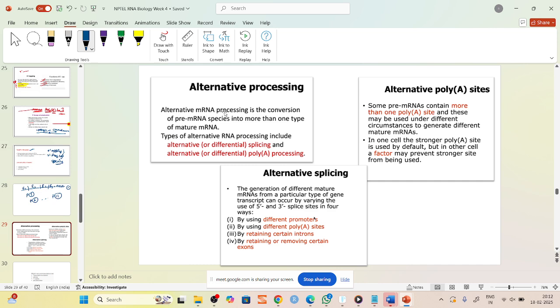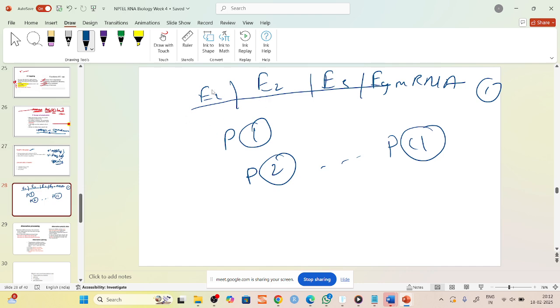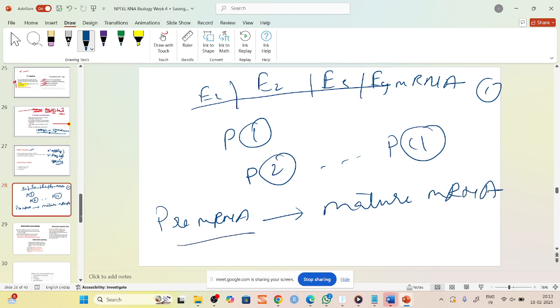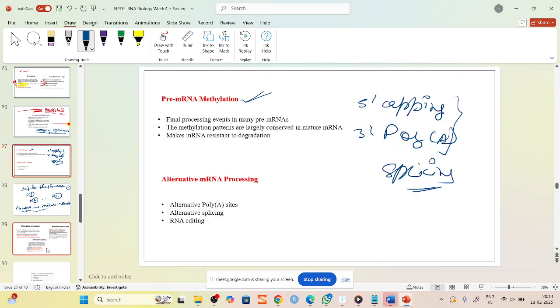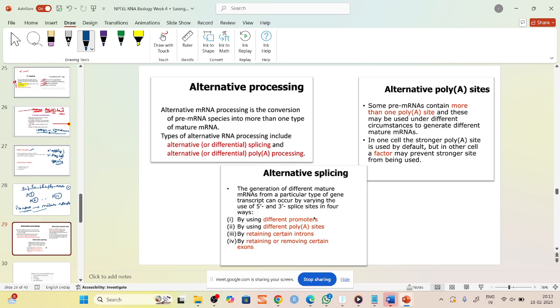So alternative mRNA processing is the conversion of a pre-mRNA species into more than one type of mature mRNA. We know that pre-mRNA is converted to mature mRNA. So this one pre-mRNA can give rise to many different kinds of mature mRNA, and this is because of alternative splicing and alternative poly A processing. Let us see how it happens.